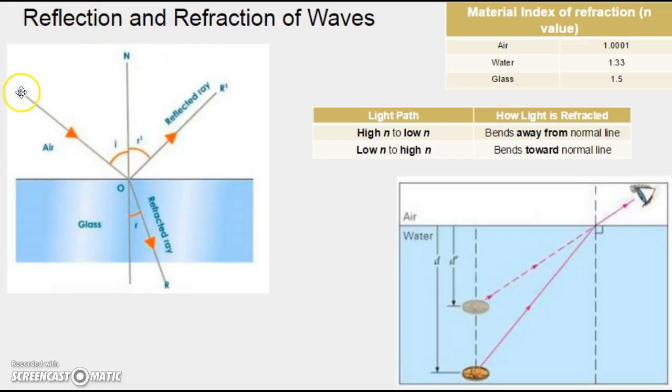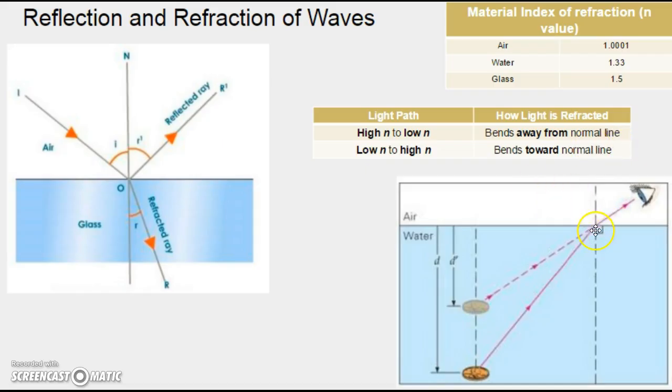So if I look at reflection, let's say light travels here. It hits this boundary. Some of it gets reflected. Some of it refracts. If it goes from air to glass, remember, air is 1.0001 and glass is 1.5. It's going to refract towards the normal line. From low to high, it bends towards the normal line.